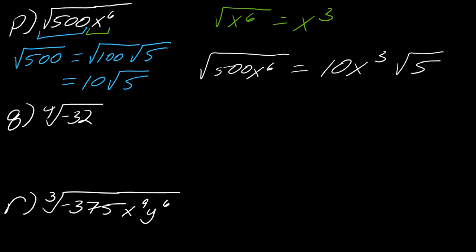Okay, and so after all that work, for the next one, we have the fourth root of negative 32. So again, just making sure you remember this, the fourth root of a negative number does not exist.